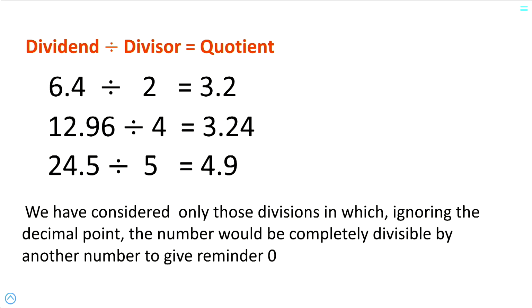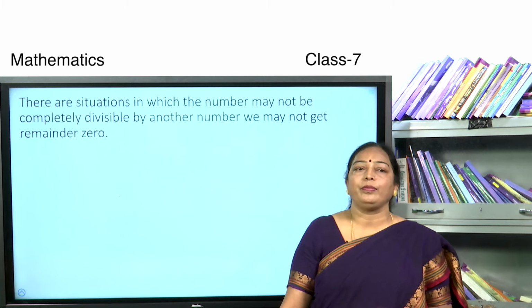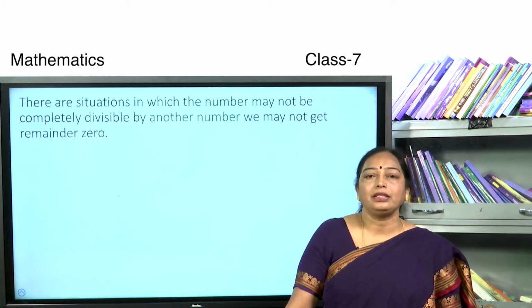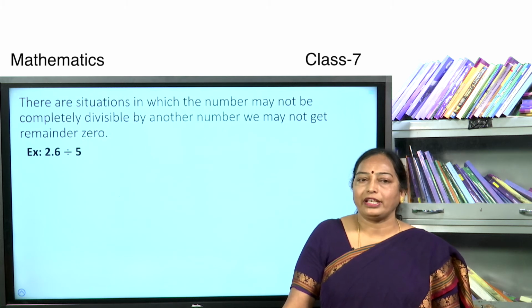We have considered only those divisions in which, ignoring the decimal point, the number would be completely divisible by another number to give remainder 0. There are situations in which a number may not be completely divisible by another number. We may not get remainder 0. For example, 2.6 divided by 5.